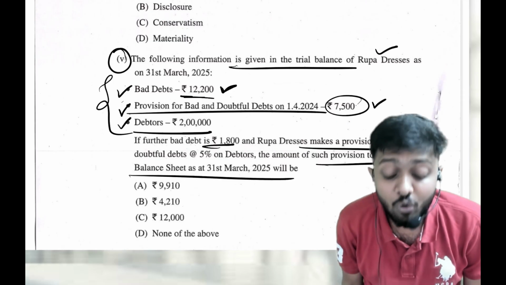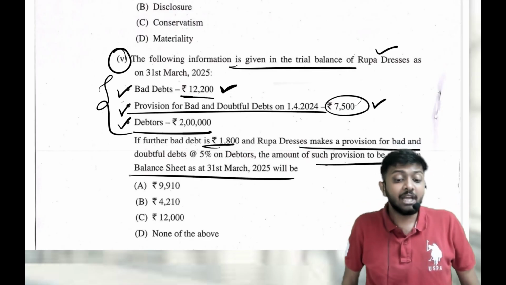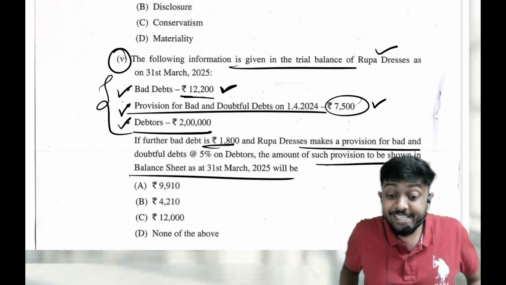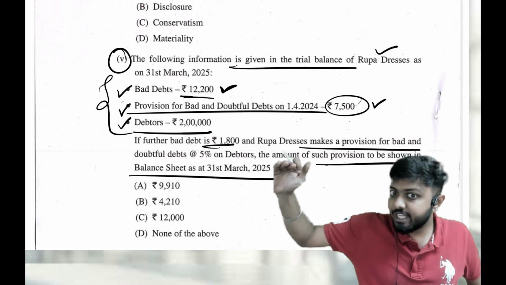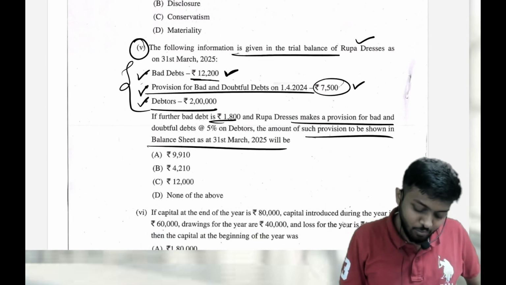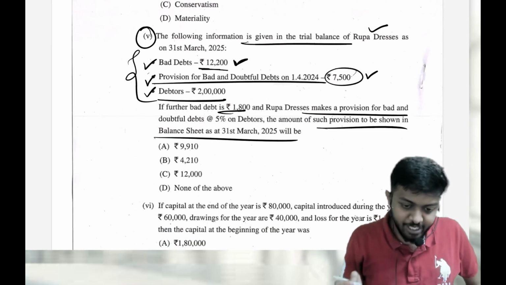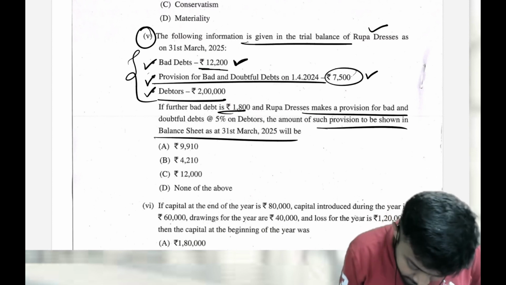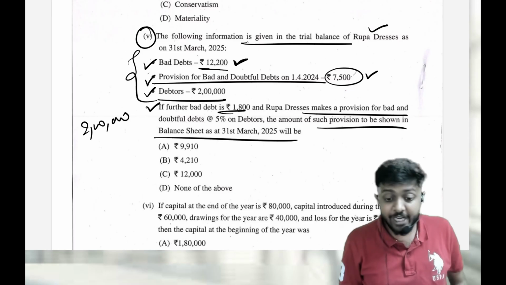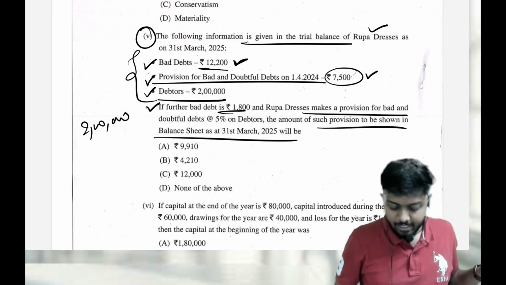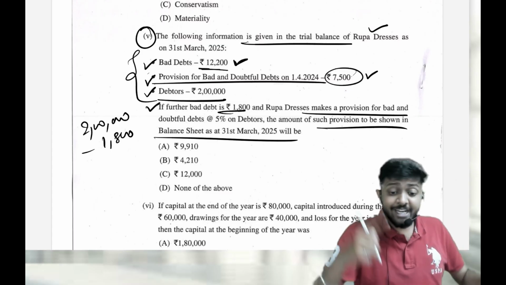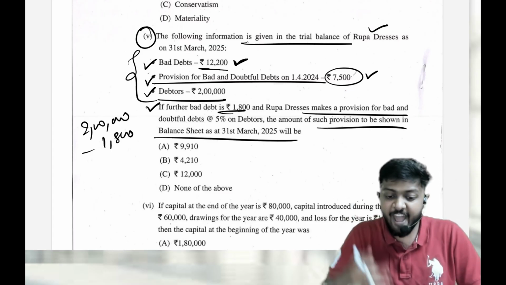Please observe the question. They are asking how much provision will be shown in the balance sheet at the year end. That means they are asking what is the closing provision that you will maintain for the second year. So how much will you maintain? 5% of the debtors. How much are your debtors? You have debtors of 2 lakh, but you have further had a bad debt of 1,800 which you would have written off. Sir, we also have bad debts of 12,200, should that also be deducted?